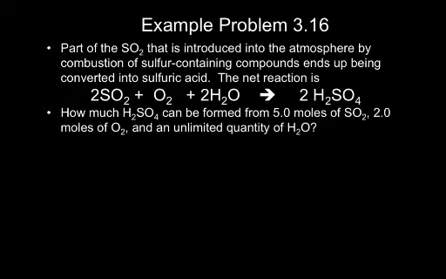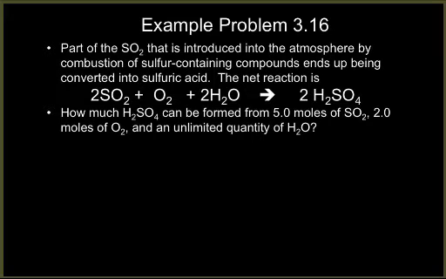Let's go through a couple of example problems. This one says part of the SO2 that's introduced into the atmosphere by combustion of sulfur-containing compounds ends up being converted into sulfuric acid. So there's our reaction: we have SO2 reacting with oxygen and water to make sulfuric acid. I want to find out how much H2SO4 can be formed if I have 5 moles of SO2, 2 moles of O2, and an unlimited quantity of H2O.